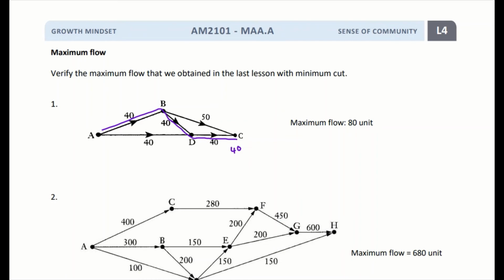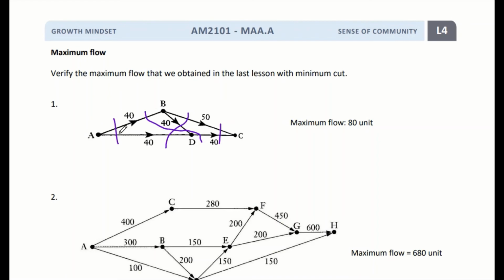Okay, so let's try to do it. For example, in this case, we know that the maximum flow is 80 units. So when you try to identify the different cuts, you should be able to find a cut that gives you a capacity of 80. If you can't do that, then it means that your maximum flow is already wrong. All right, okay. So there are different ways of cutting that you can try in this diagram. The easiest one will be here, and then you can see here, or either you can try to draw here or here. So that's the basic idea.